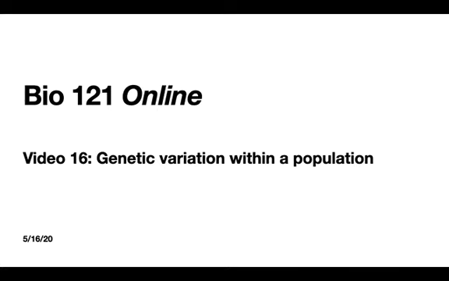Biology 121 Online. This is our 16th and final video. Today we'll talk about genetic variation within a population. We're going to be talking primarily about human populations within this video because that's what most of us think most about. But a lot of these principles do apply to other species of plants, animals, and fungi especially.